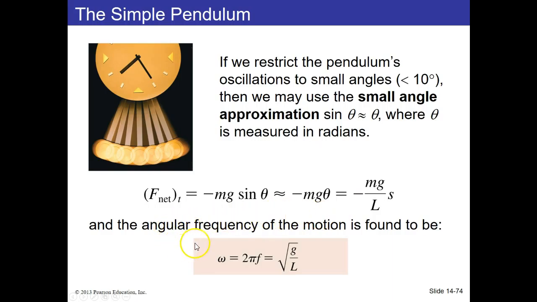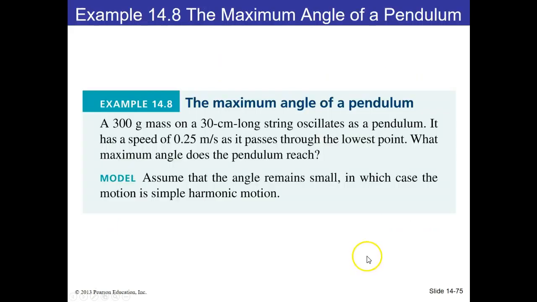And now we can say that the angular frequency of the motion is found to be 2 pi f, and that's equal to the square root of g all over L. So that is for frequency. If we want period, we're going to do that one here in just a second. That's going to be a slightly different equation.